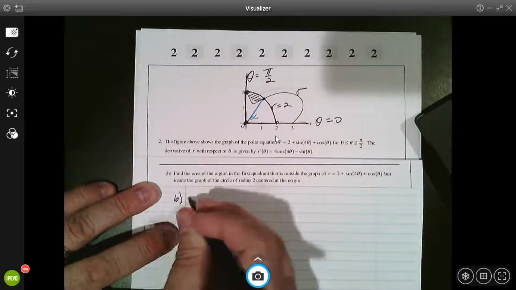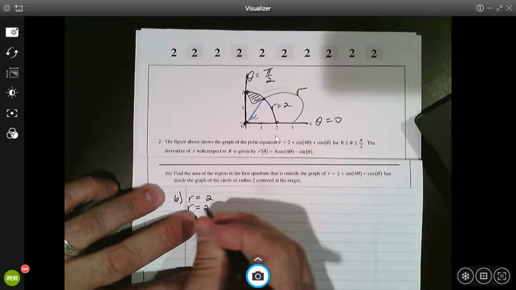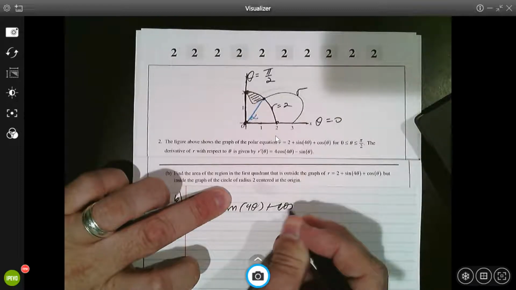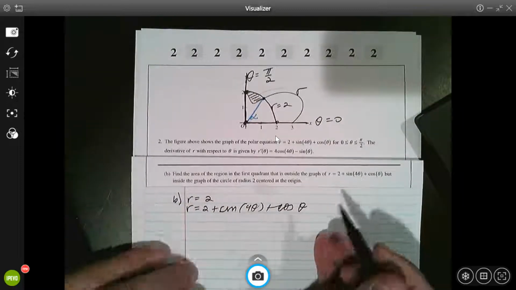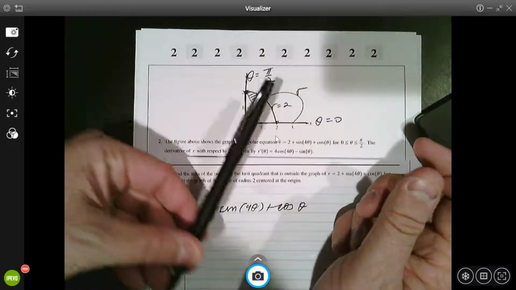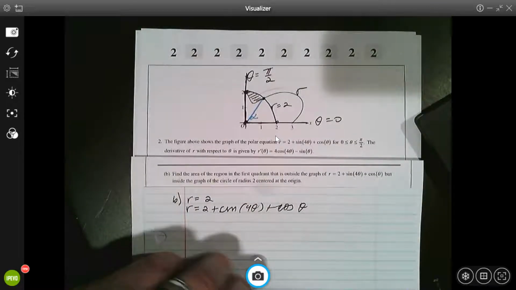We've got in part B the curve r equals 2, and we've got r equals 2 plus sine 4 theta plus cosine of theta. And I know that the intersection happens somewhere between theta equals 0 and theta equals pi over 2. What I'm going to do is go back to the calculator.